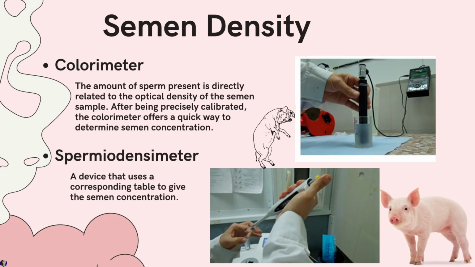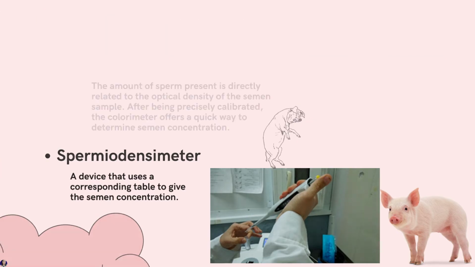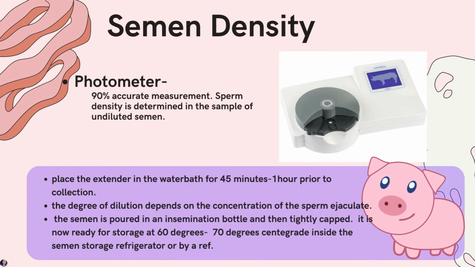There are some instruments that can measure the semen density. First, we have the colorimeter. The amount of sperm present is directly related to the optical density of the semen sample. And after being precisely calibrated, the colorimeter offers a quick way to determine the semen concentration. Another instrument is the spermiodensimeter. It is a device that uses a corresponding table to give the semen concentration. Another instrument is the photometer. It gives a 90% accurate measurement. The sperm density is determined in a sample of undiluted semen.